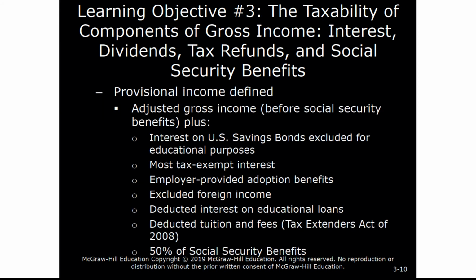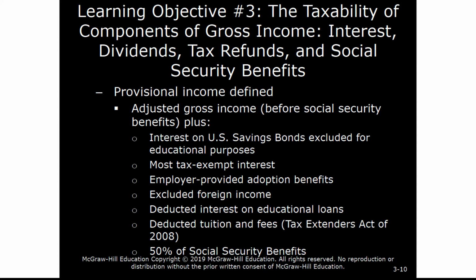So what is provisional income? Provisional income is the income where we start with our adjusted gross income before we consider any Social Security benefits. And then we're going to start adding back some things that we've excluded before. And again, this calculation is used within the context of determining provisional income, which is required for determining the taxability or potential taxability of Social Security benefits.